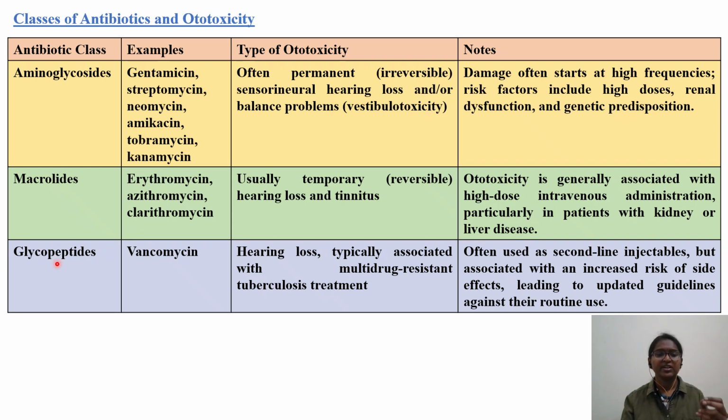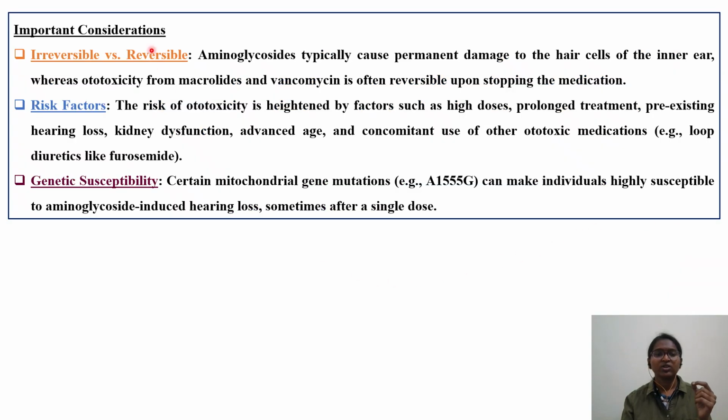Coming to glycopeptides, we have vancomycin. Hearing loss is typically associated with multi-drug resistant tuberculosis treatment. So one of the drugs we had in the case of polypeptides was used for TB, right? Often used as second-line injectables, but associated with an increased risk of side effects, leading to updated guidelines against their routine use. So what are the important considerations that we can take with respect to this antibiotic type of ototoxicity?